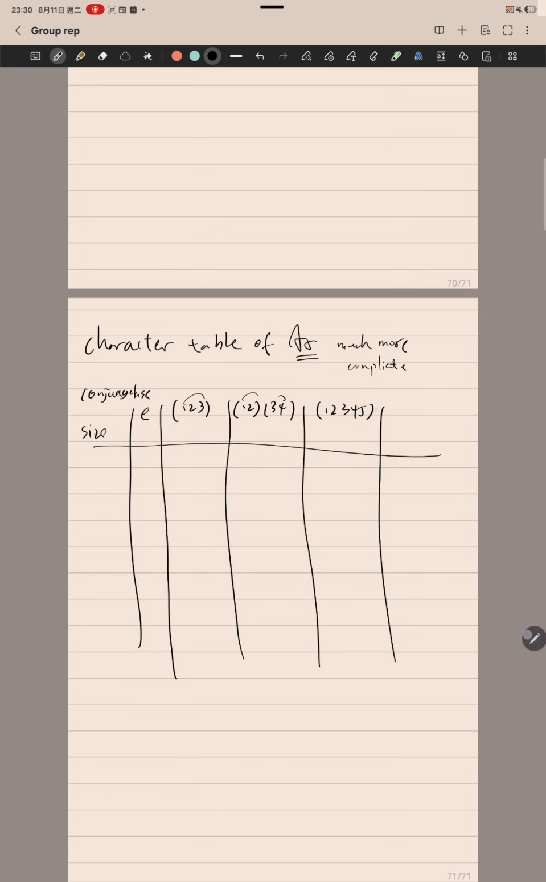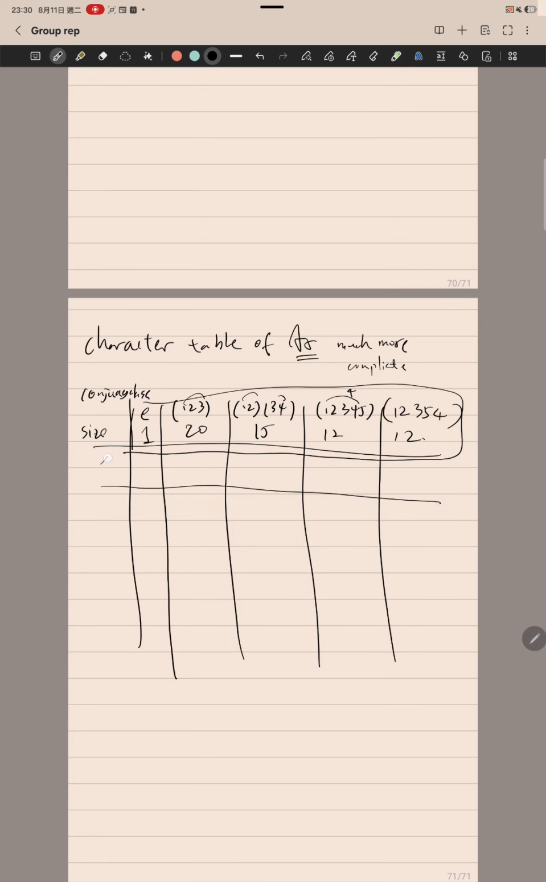So these are even. It's also even, so it's a permutation of 4. And this is another one, 1, 2, 3, 5, 4. Okay, the size of this is 1. This is 20. This is 15 and 12, 12. So to find this, you need to do the exact computation, but it's not so difficult. Especially if you have a computer, you can easily do this. And this is the 1. This is the dimension of the irrep. So we have 5 irreps, and the first is 1, 1, 1, 1, 1.